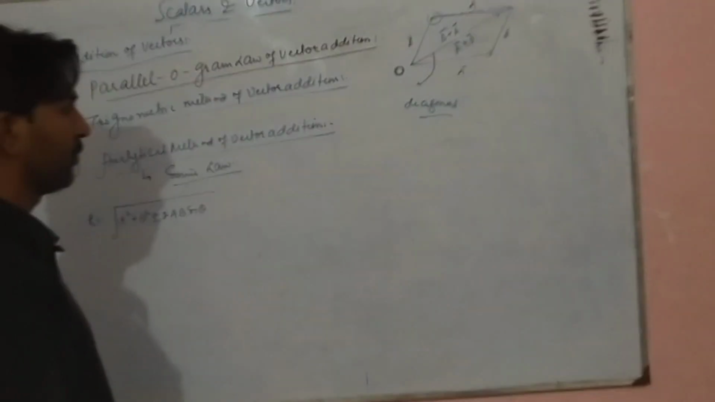Let us start. Okay, cosine law: the resultant is equal to the square root of A square plus B square plus 2AB cos of angle theta. This may be plus or this may be minus. So this is the cosine law. Let us prove how it is proved.